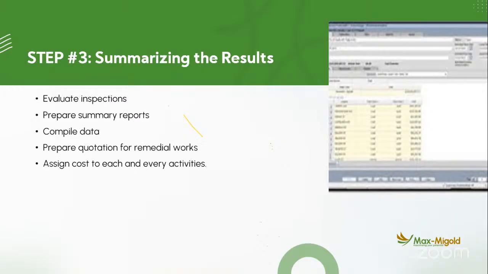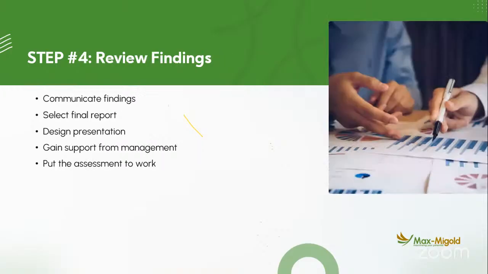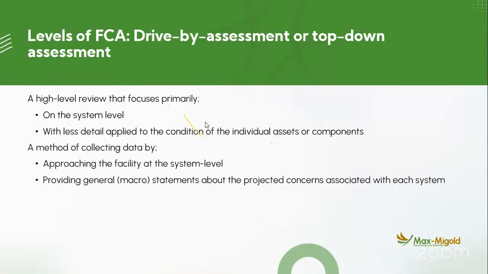Evaluate the inspection, prepare your report, compile data, prepare quotation for the remedial work. Assign costs to each and every activity. After doing that, communicate your findings to the management. Then do your final report, design a presentation, and present it to the management. And as soon as management gives you approval, then you can go back to go and execute all what you have already itemized. But how you present it with defensible data determines how fast you are going to get your approval so that you can commence work on it.